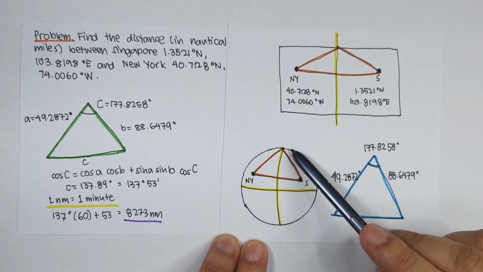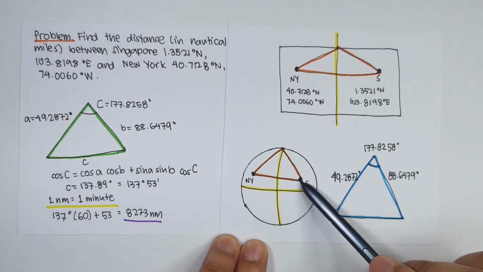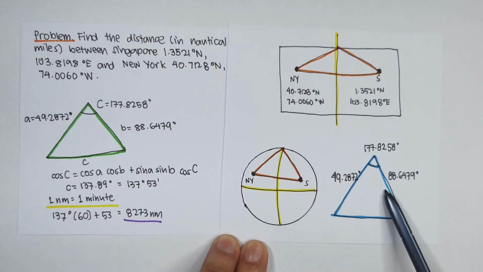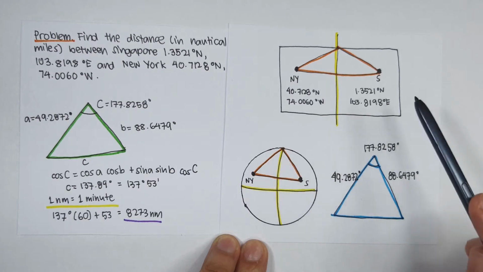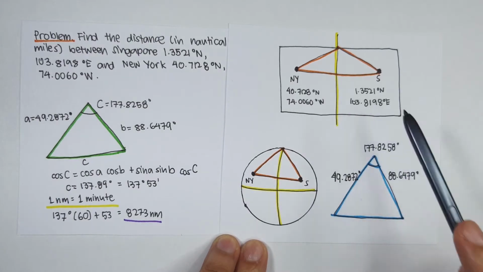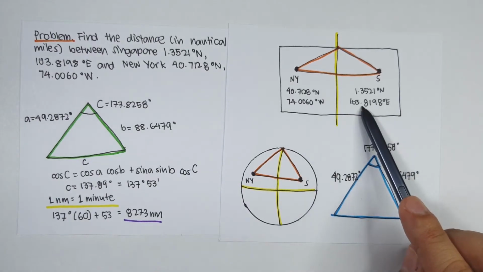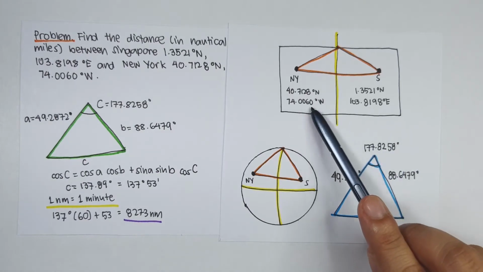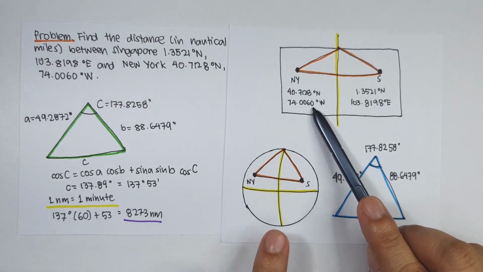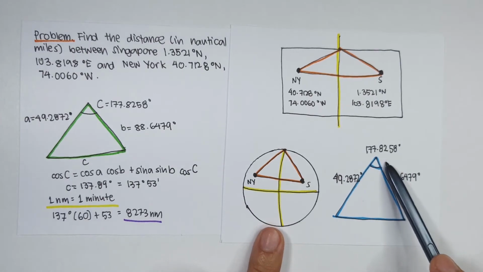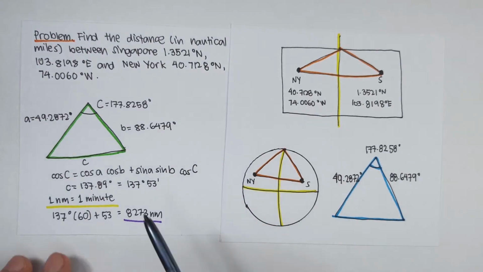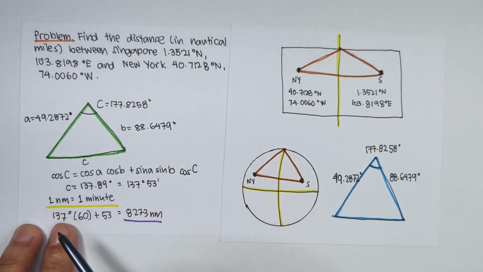Next, if this is 90 degrees and this is 1.3521 degrees, then how much is this? That's 90 degrees minus 1.3521 degrees. That's equal to 88.6479 degrees. And this angle here is simply the sum between the two longitudes. So that's 103.8198 degrees plus 74.006 degrees. That is equal to 177.8258 degrees. So this is our final spherical triangle.